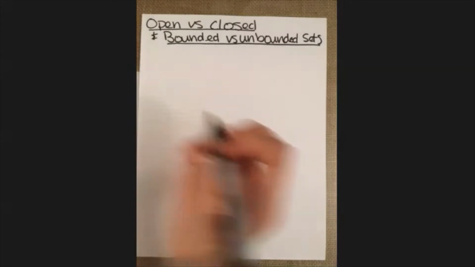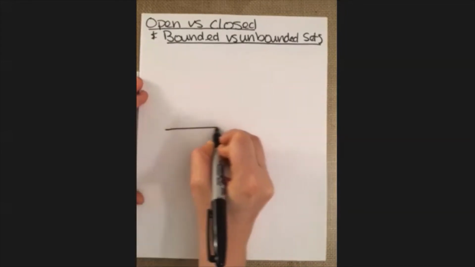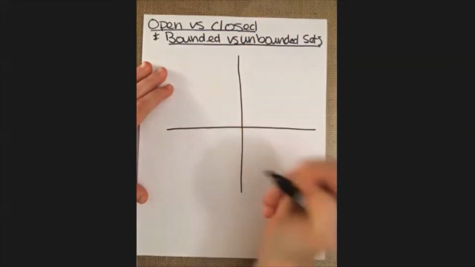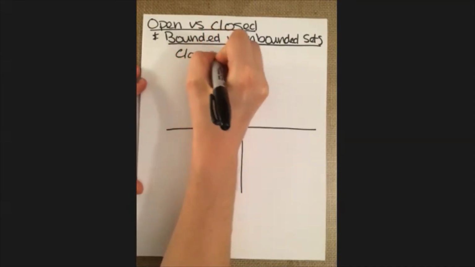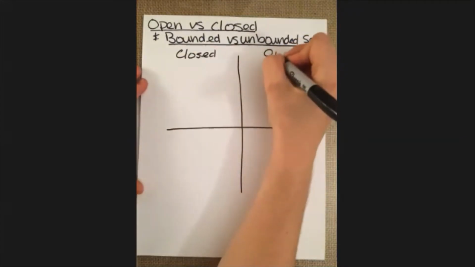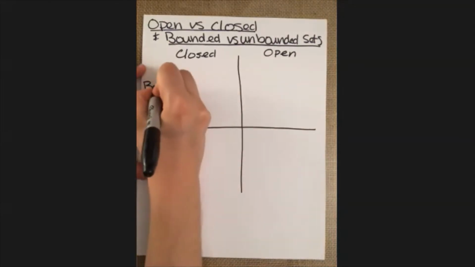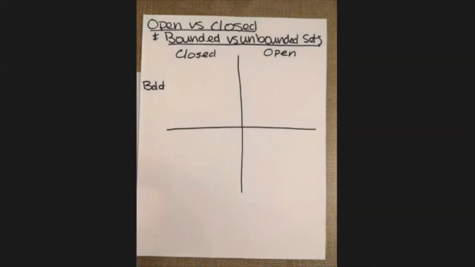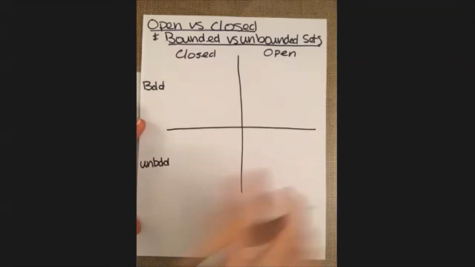So I'm going to make a table here to help us sort these ideas. All right, so this column here is going to represent closed sets, and this column here can represent open sets. This row will represent bounded sets, and a lot of times you'll see me abbreviate the word bounded with just BDD or something like that, which I'm going to do here. This row here is going to represent the notion of an unbounded set.